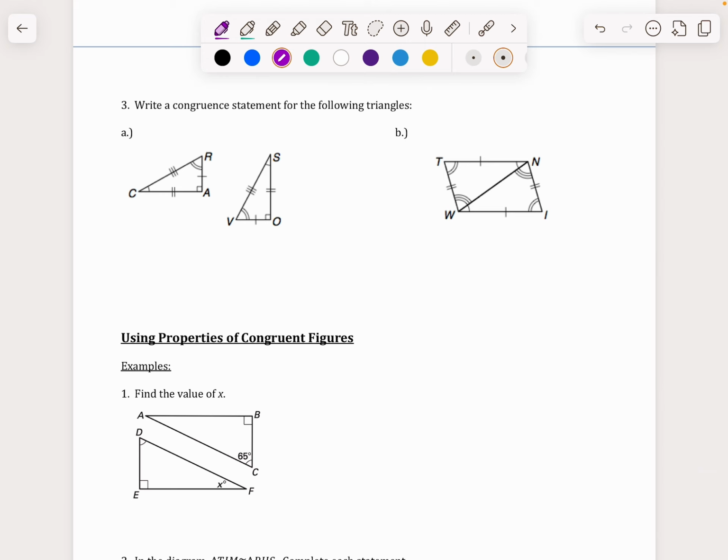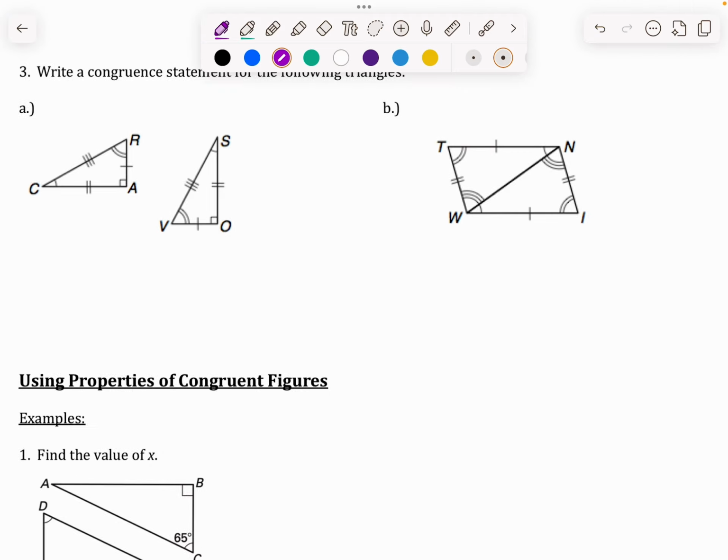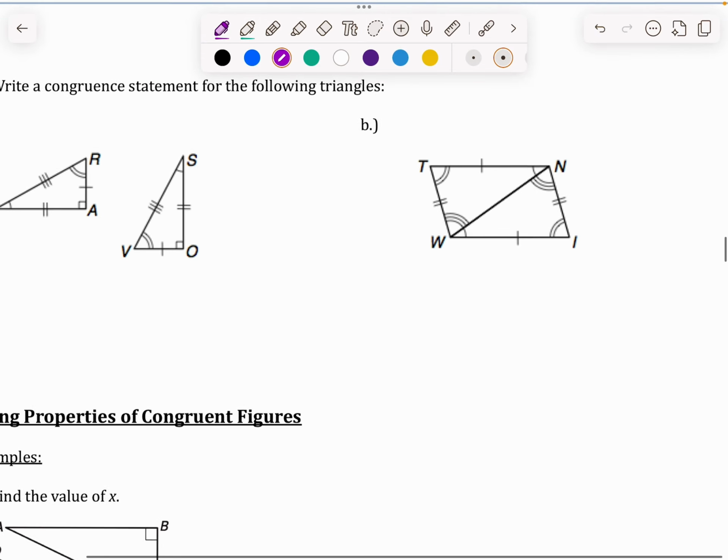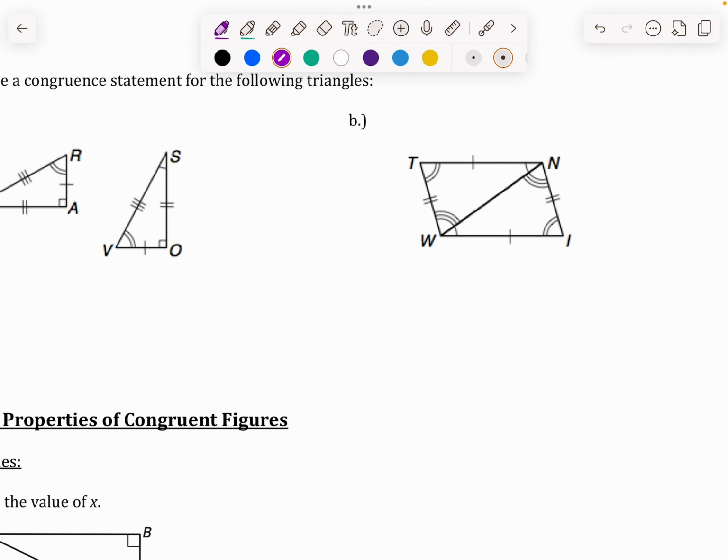All right, I'm gonna skip number 3. It's very similar to the one that I already did. We'll do B though, because this one shares a common side. And so WN is used in both triangles. So I'm going to mark this one, and W and N go together because they are the same side for each. So if you wanted to redraw this, and sometimes that's helpful, sometimes it makes it a little bit more confusing, but you could redraw it if you'd like.